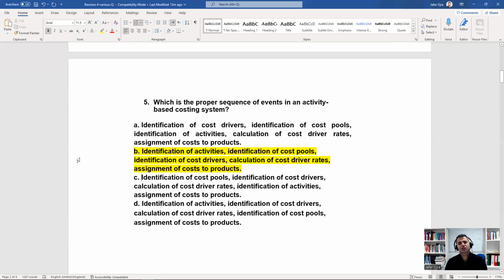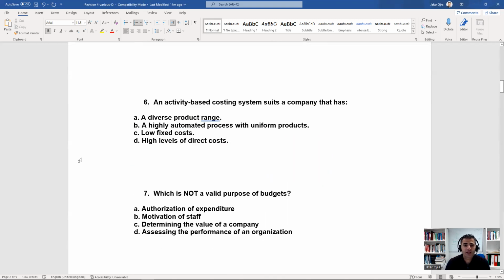So identification of activities, then cost pools, then cost drivers, then calculate cost driver rate, and then assignment of cost to products. So similar like that. Okay, that is a proper sequence of ABC. Question number 6 asks you about also ABC, but this time it's ABC suits a company that has what?